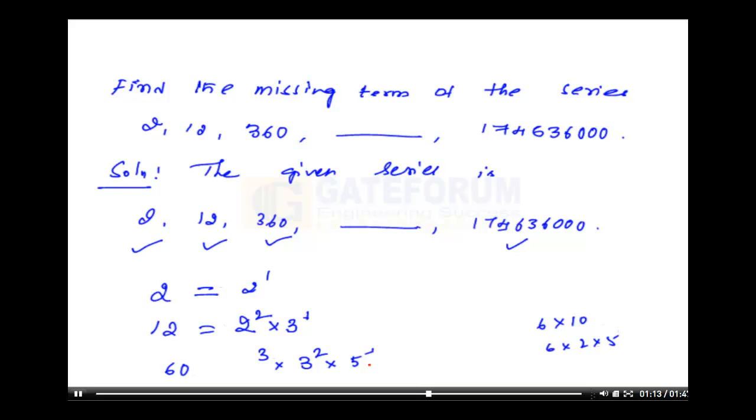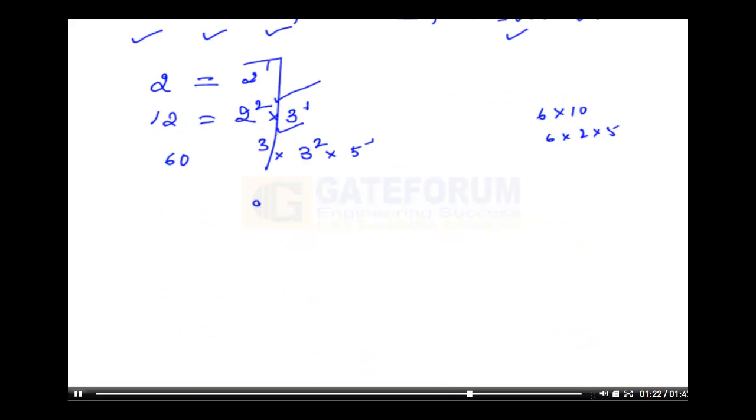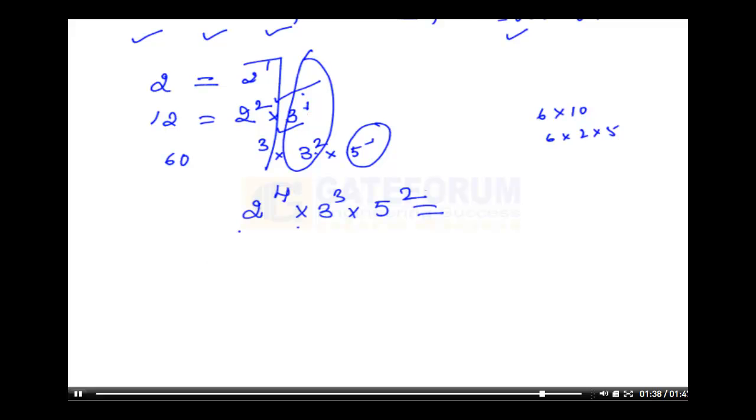Now, look into the pattern. The first is 2 power 1, then 2 square, then 2 cube. So, obviously the next number will have 2 power 4. Now here, it is 3 power 1, 3 square. The next will be 3 cube. Now here, 5 power 1, next will be 5 square. So, the next number is nothing but 2 power 4 into 3 cube into 5 square. If we multiply, we'll get the value as 75600, which is option C.